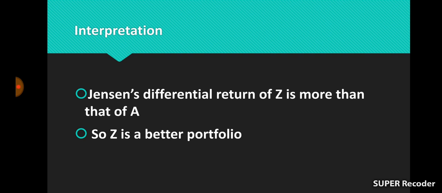Jensen's differential return of Z is more than that of A, so Z is a better portfolio. Okay, so I am concluding here.